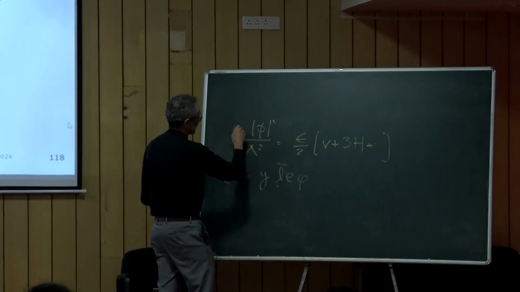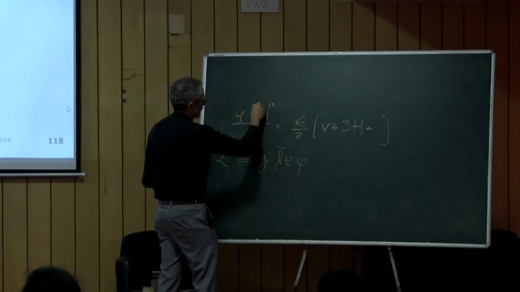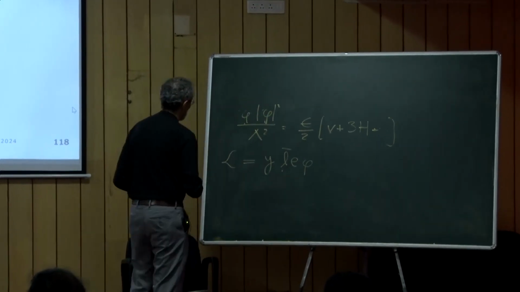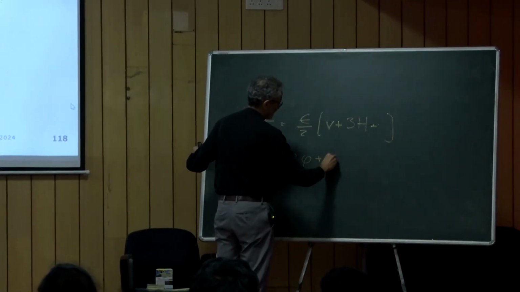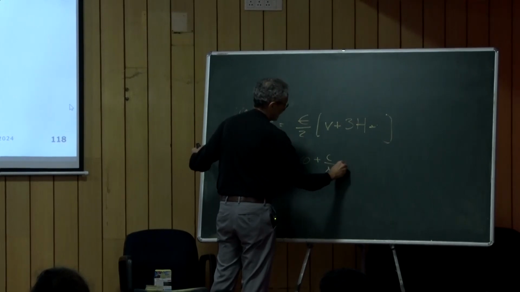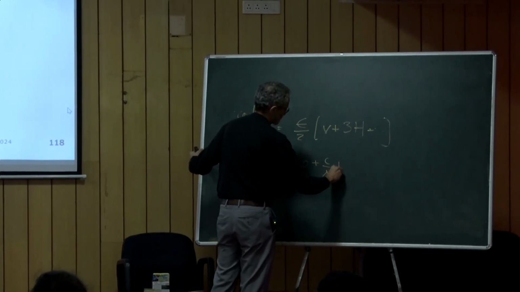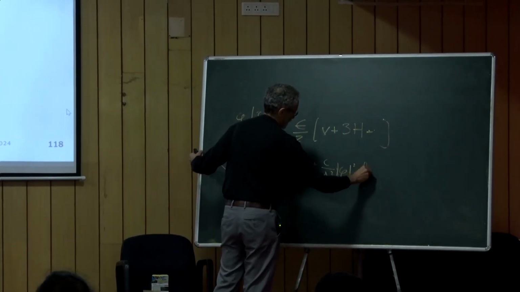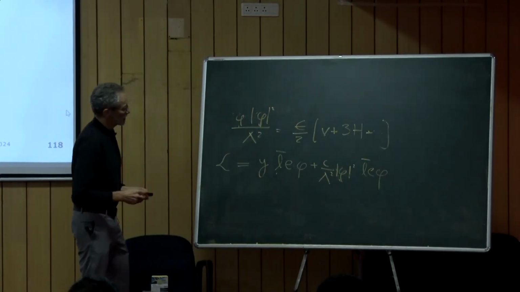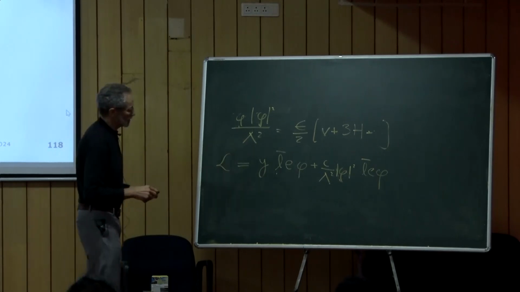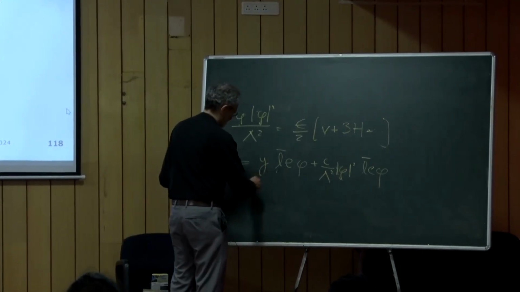I'm sorry, I used the wrong phi. Okay, L E phi plus this guy plus C over lambda squared phi squared L bar E phi. So let's see what we get from this exercise. What we get is the following.